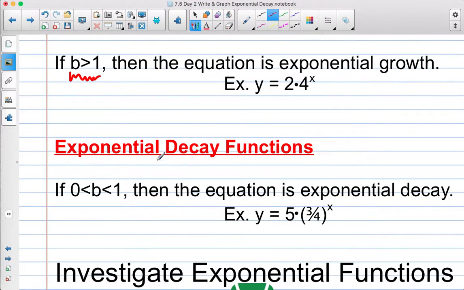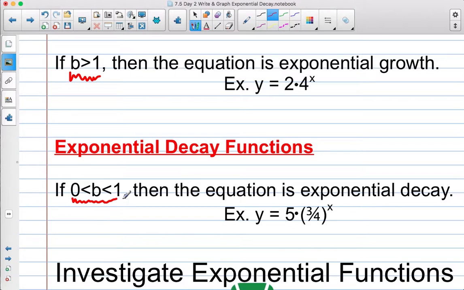In order to have exponential decay, you need to be somewhere between 0 and 1. Because once you hit 0, you're not growing anymore. You're going to be multiplying by successive groups of 0, and whenever you multiply by 0 once, you're going to end up with 0. So you've got to be somewhere between 0 and 1.